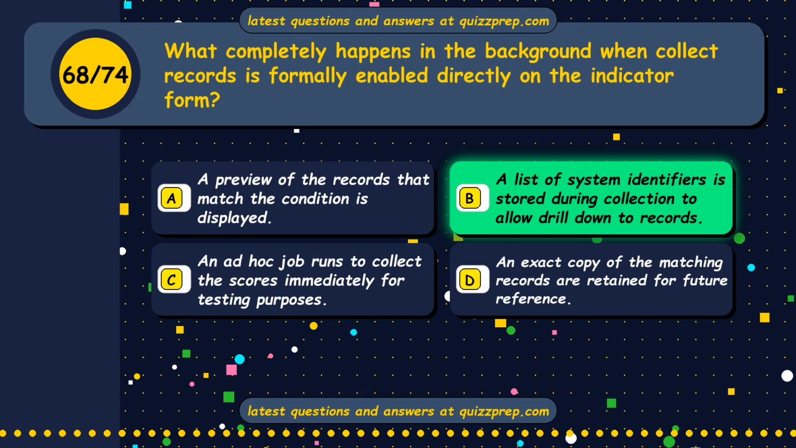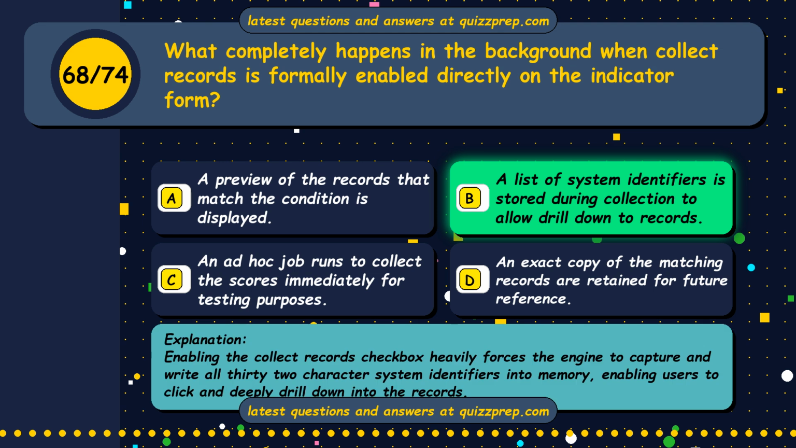The correct answer is option B, a list of system identifiers is stored during collection to allow drill down to records. Enabling the Collect Records checkbox forces the engine to capture and write all 32-character system identifiers into memory, enabling users to click and drill down into the records.